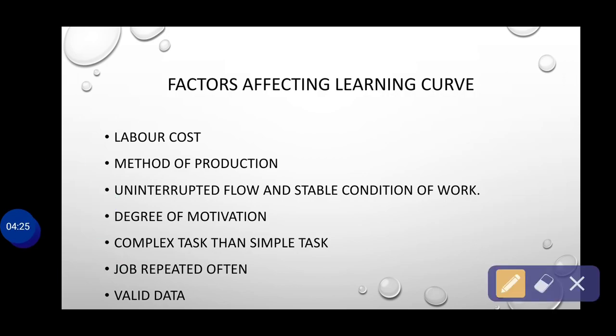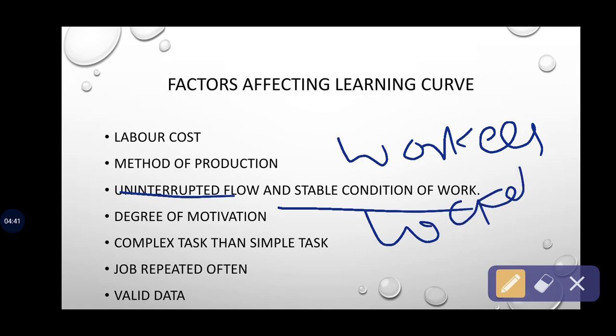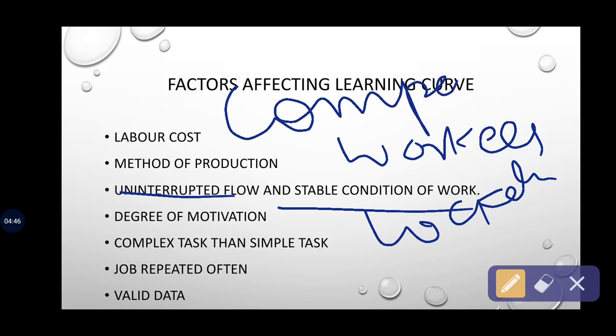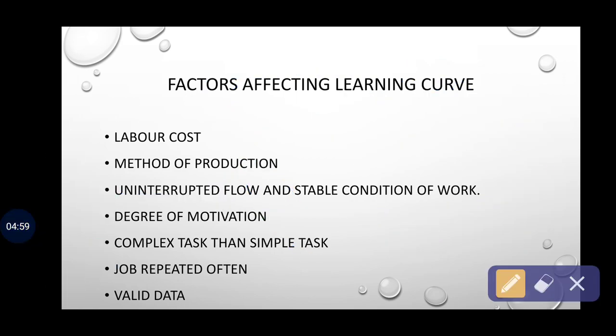The next and the most important is uninterrupted flow and stable condition of the work. Examples are workers' strikes and lockdowns, and the company not concentrating on employees' welfare. These are the scenarios which interrupt the flow of production. If the company is not good with its employees, how can employees be good with the company, right?